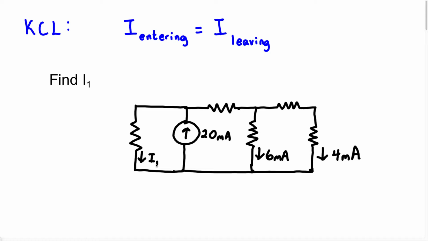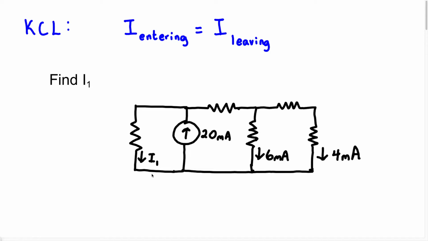Now, when we look at this particular circuit, they want us to use KCL to find this current I1. Now, we cannot use Ohm's law for this particular example. Why? Because we don't know the voltage or the resistance across this resistor. So the only other technique we know at this point in the course is going to be Kirchhoff's current law. So we're going to be using Kirchhoff's current law to solve for the missing currents.